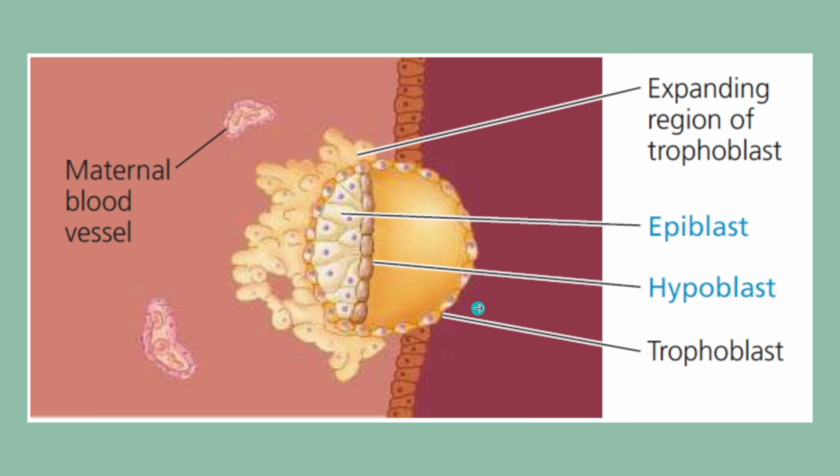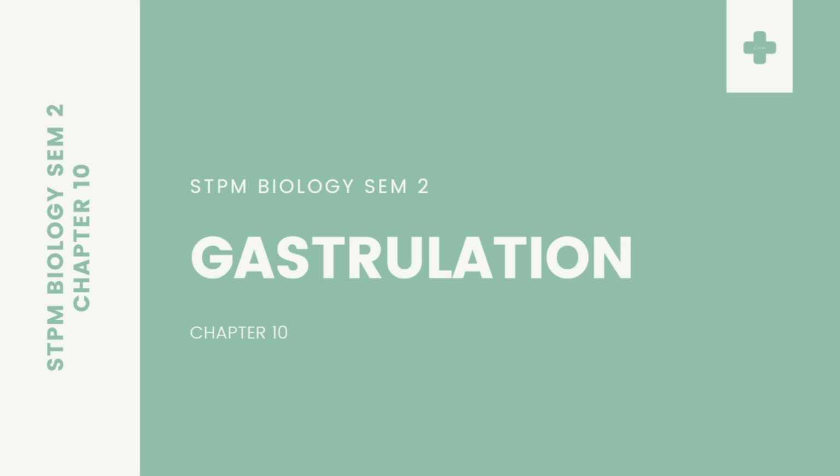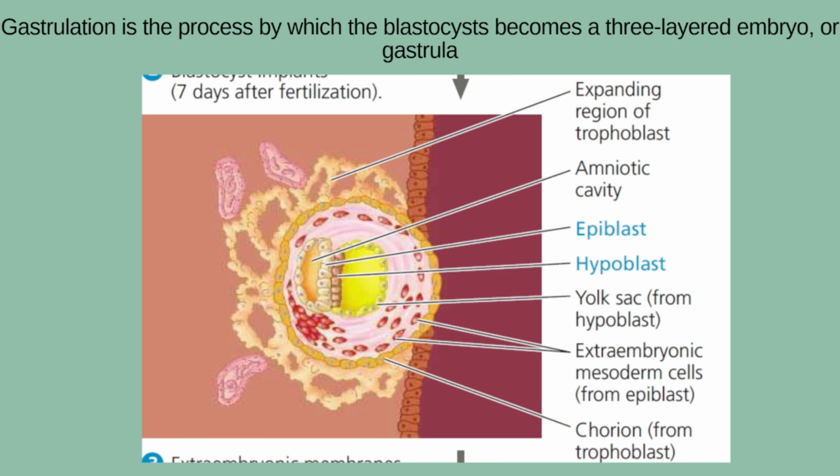So this is the completion of the implantation. Once they have formed the epiblast and hypoblast, implantation is completed. After implantation, we will have gastrulation. So what is gastrulation? Gastrulation is the process when the blastocyst becomes a three-germ-layer embryo, which we call a gastrula. So the final product of gastrulation is the gastrula, containing a three-layer embryo.